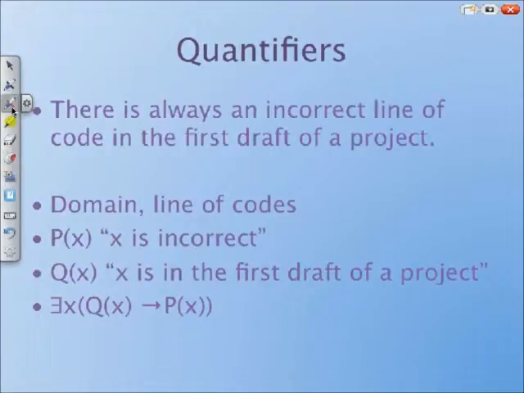In this example, we use quantifiers to take the propositions x is incorrect and x is in the first draft of a project to make a singular proposition. There exists an x, where if x is in the first draft of a project, then x is incorrect.